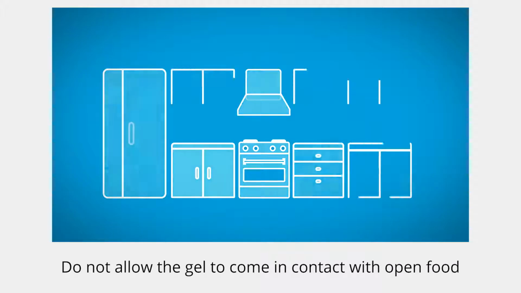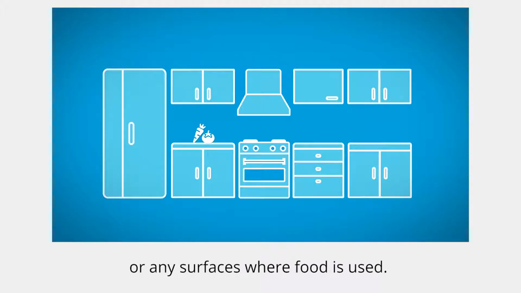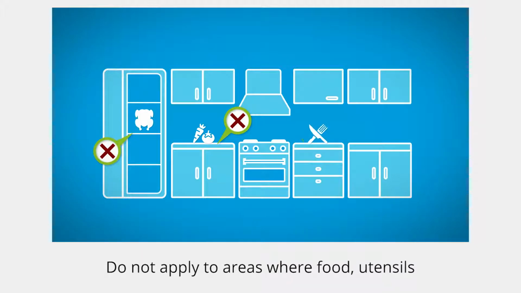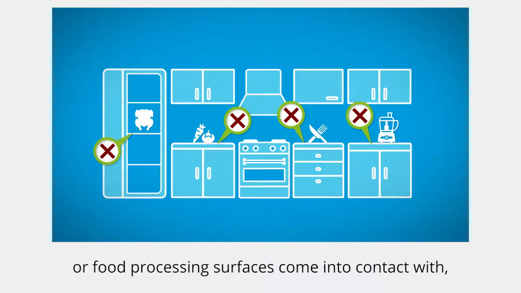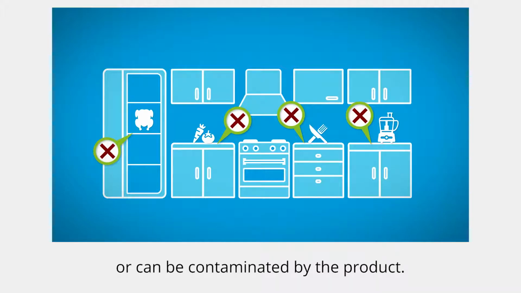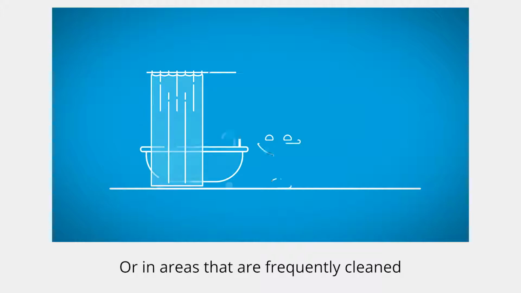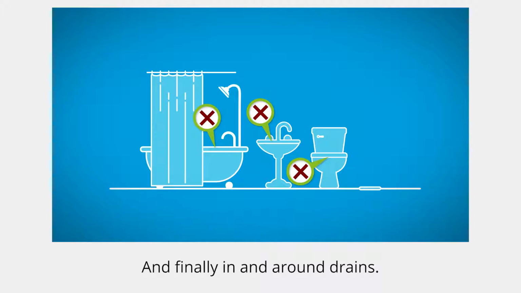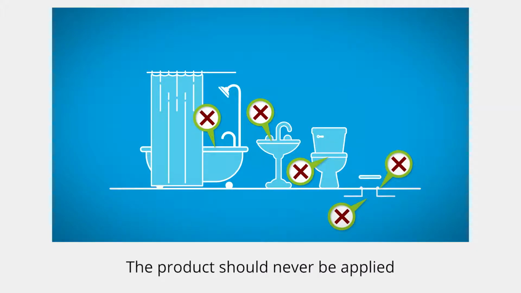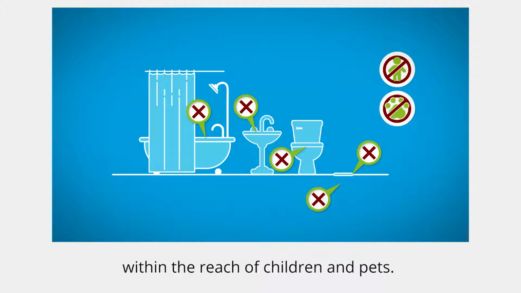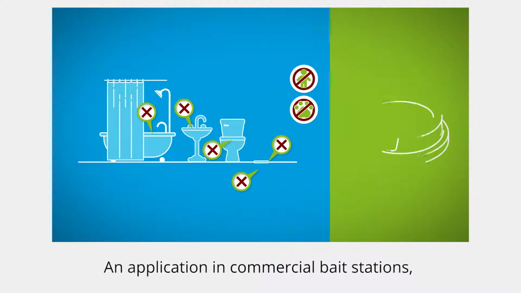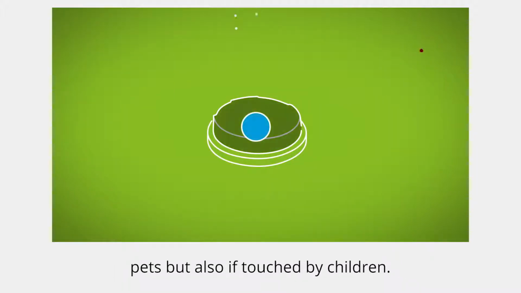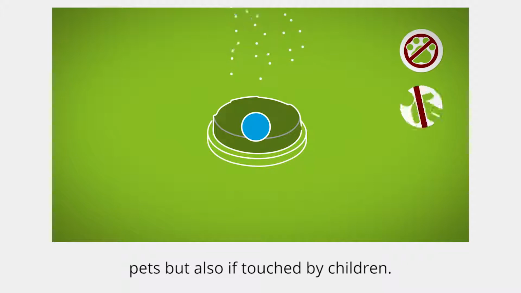Do not allow the gel to come in contact with open food or any surfaces where food is used. Do not apply to areas where food, utensils, or food processing surfaces come into contact with or can be contaminated by the product. Or in areas that are frequently cleaned, as this will remove the gel bait. And finally, in and around drains. The product should never be applied within the reach of children and pets. An application in commercial bait stations protects the products further from dust, pets, but also if touched by children.